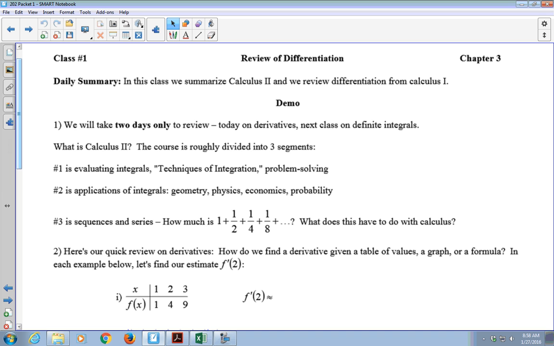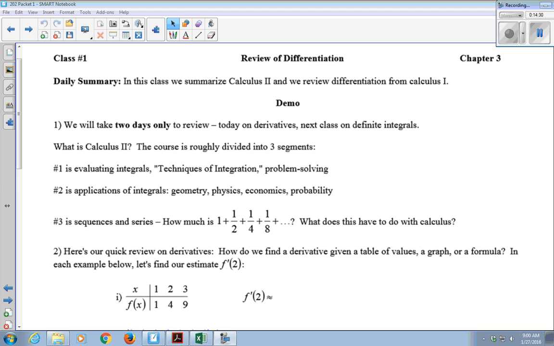All right, so today we're going to talk about what is Calc 2, and we're going to review differentiation from Calc 1. We're going to take 2 classes to review everything from Calc 1. Today we're going to review derivatives. Next class we're going to review definite integrals. So first, let's talk about what is Calc 2.